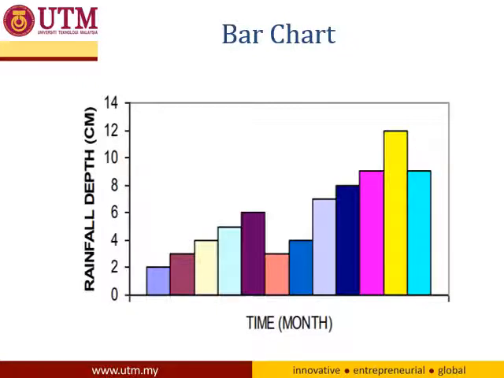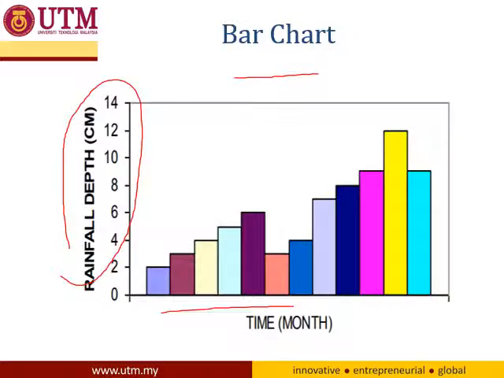Okay, so this is a really simple example of a bar chart. We have the y-axis, the rainfall depth, and we have the x-axis. It can be anything. It can be month: January, February, March, April, and so on. It can be yearly data also: 1970, 1971, 1972, and so on. It can also be any kind of time period, like hourly or daily data. So it depends on your purpose.